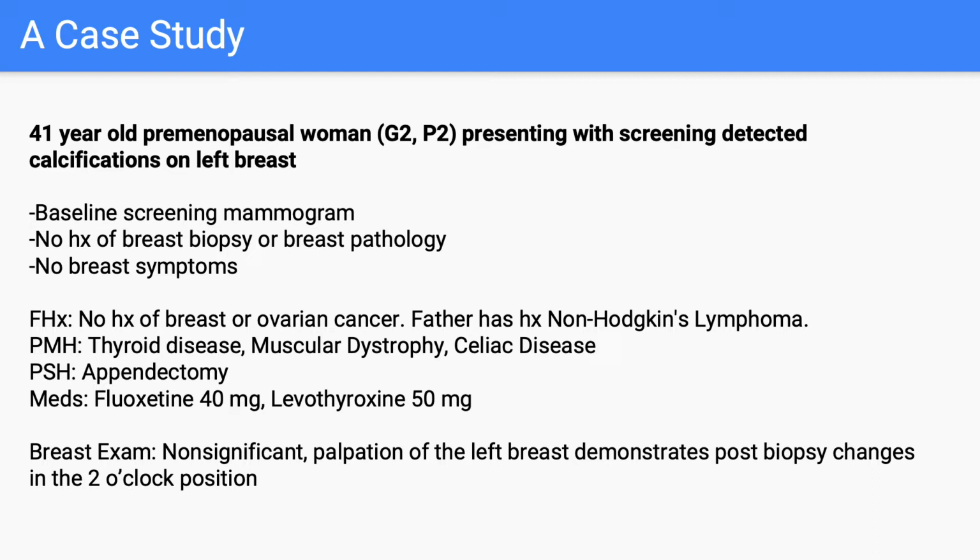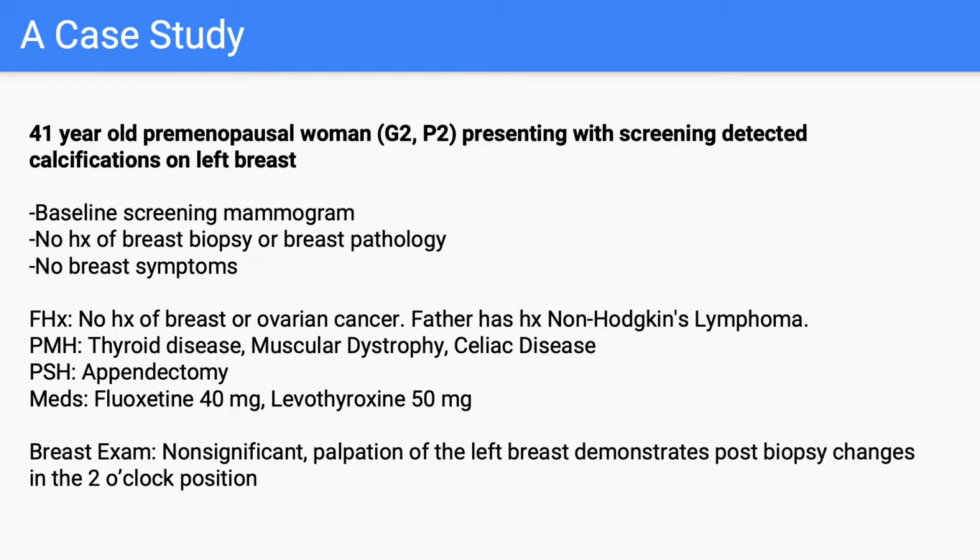We have a 41-year-old premenopausal woman, G2P2, who presented with screening detected calcifications on her left breast. This was her baseline screening mammogram. She had no history of breast biopsies or breast pathology in the past and had no breast symptoms.